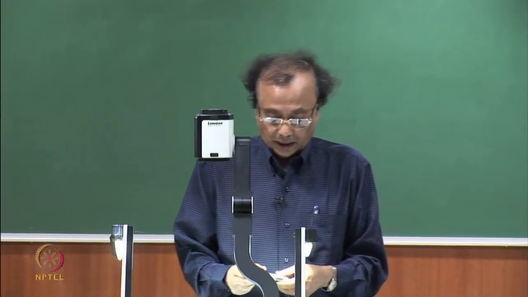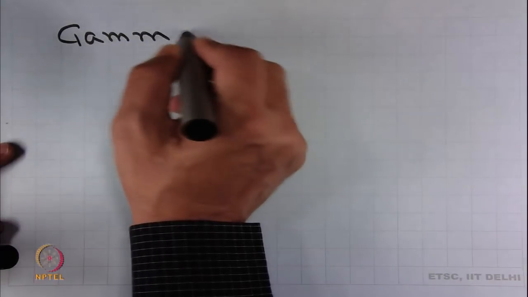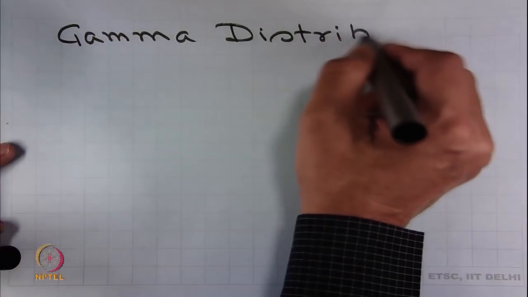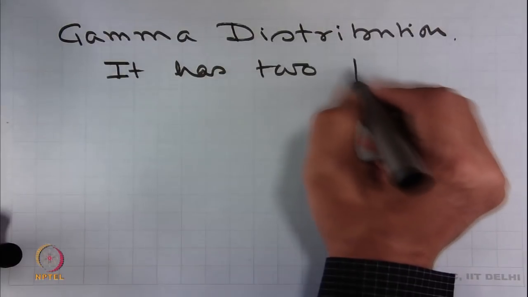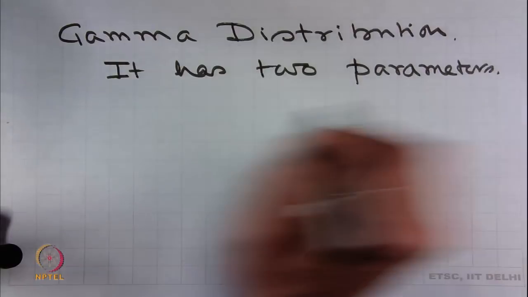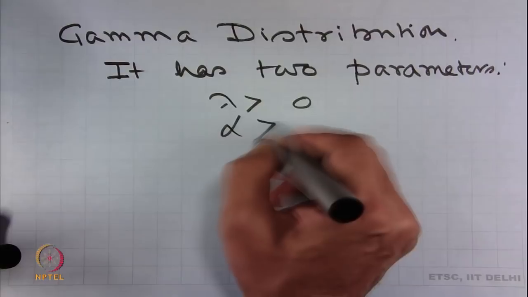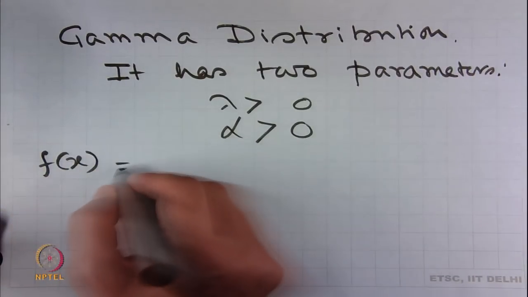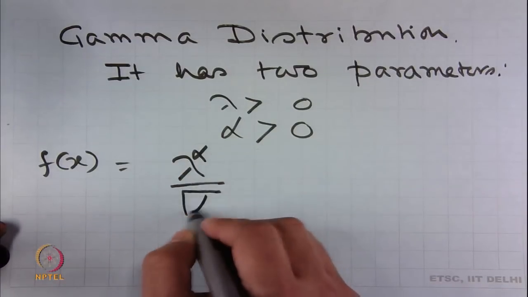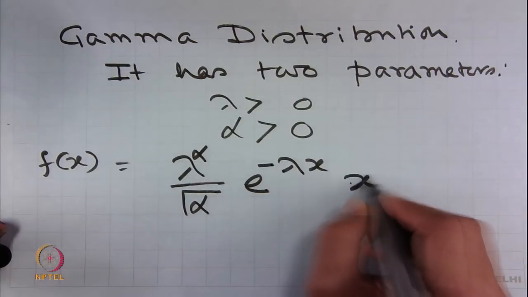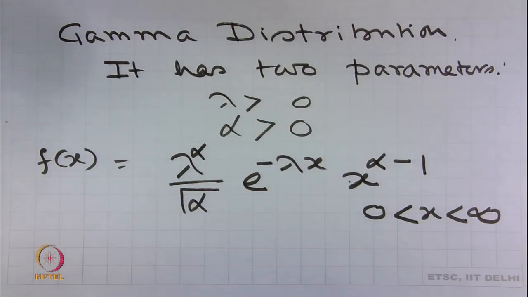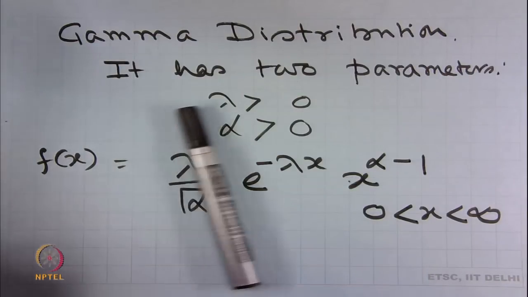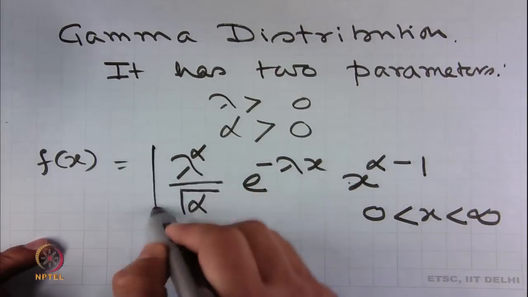Before I close, I will give you one more distribution that will be used often in this course, that is called gamma distribution. It has two parameters, lambda greater than 0 and alpha greater than 0. And f of x is defined as lambda power alpha upon gamma alpha e to the power minus lambda x, x to the power alpha minus 1, for 0 less than x. So, it is defined for non-negative x, which is going from 0 to infinity, and this is going to be the corresponding PDF.